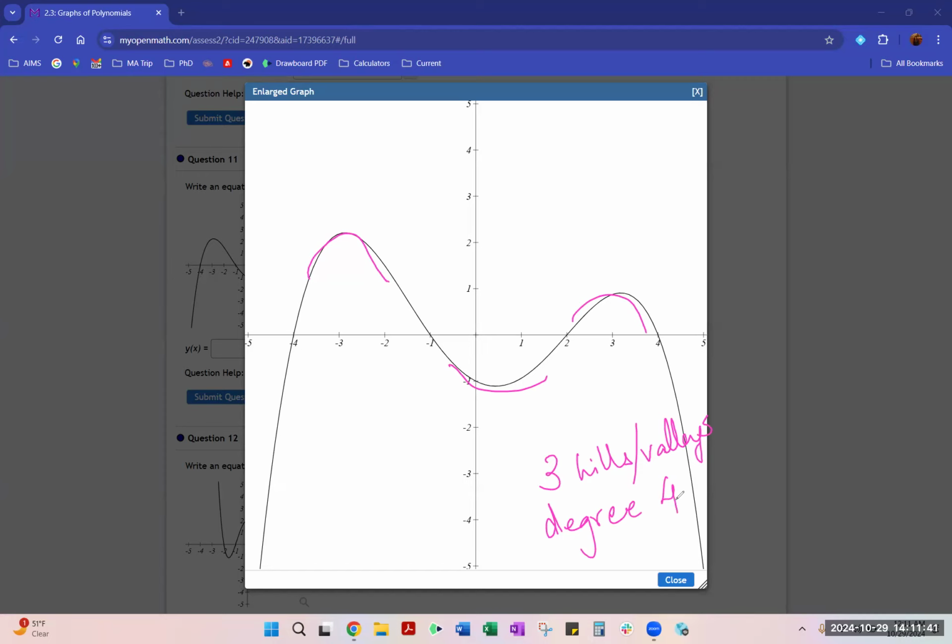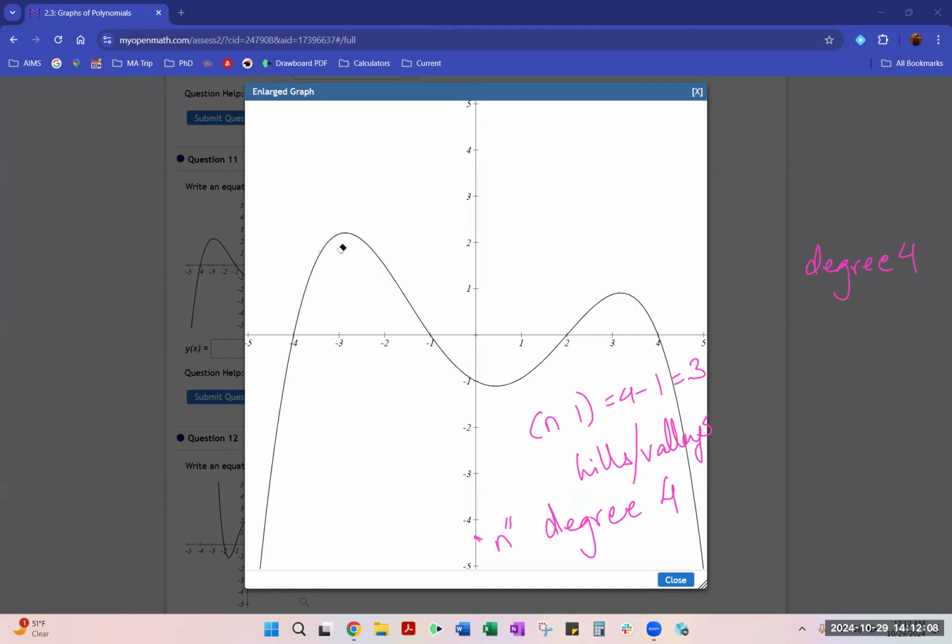polynomial is going to be 4, because remember, the number of hills and valleys is usually n minus 1 if the degree of your polynomial is n, right? So if this is a degree 4, then 4 minus 1 will basically end up giving us 3, and you end up with 3 hills and valleys. So we know that we are going to have a degree 4 polynomial. Okay, so that's the first part.